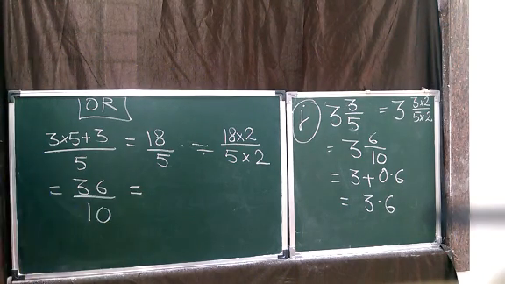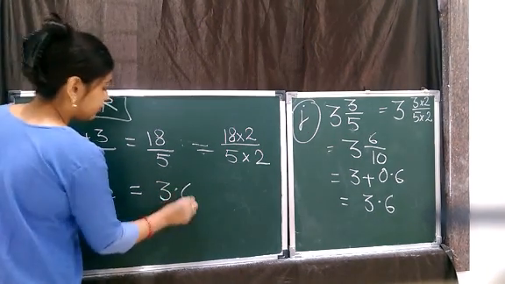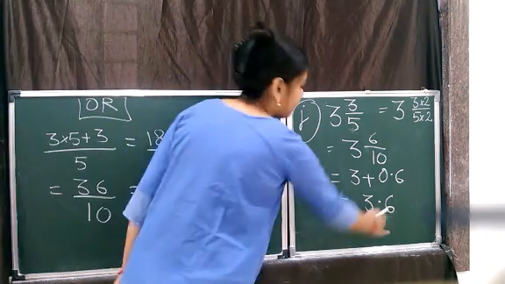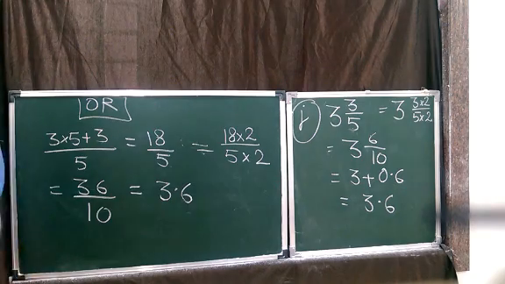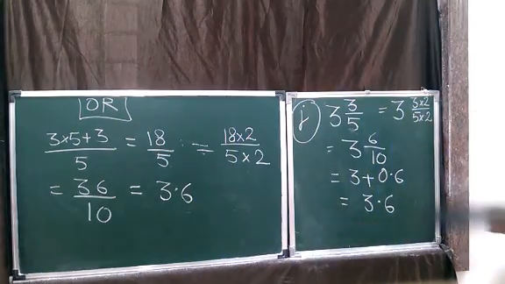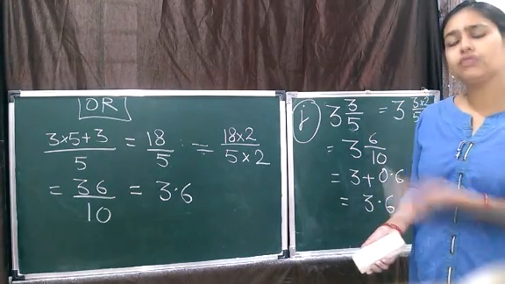Now, convert it into a decimal. 1 0, so 1 place decimal, so the answer is what? 3.6. Are the answers same? Can you see? Answers are same. So any one way you can solve in your problem. Or if you want, you can write both the ways right now. And in the exam, you can use any of the two ways.